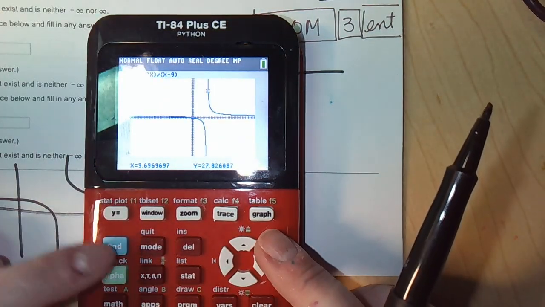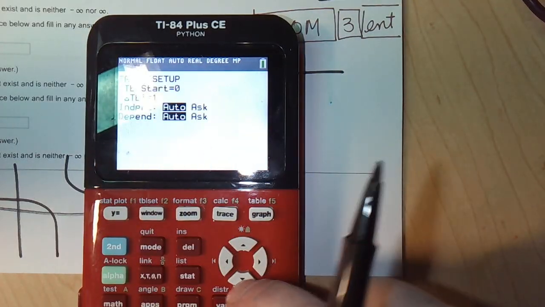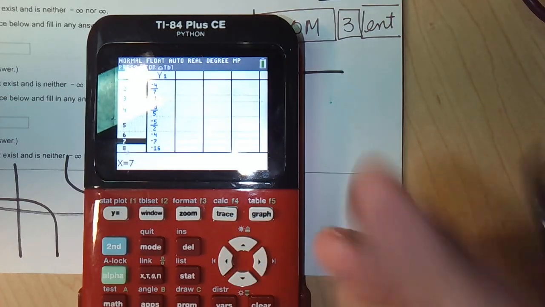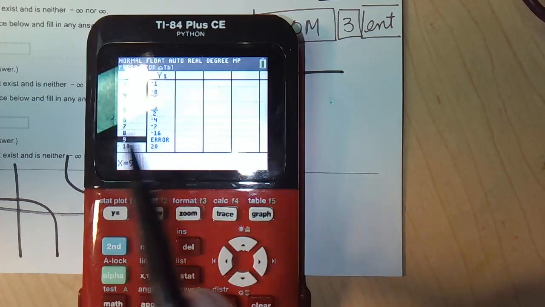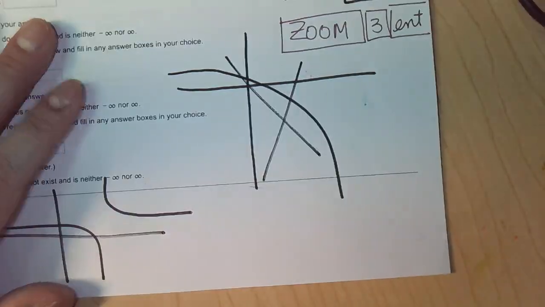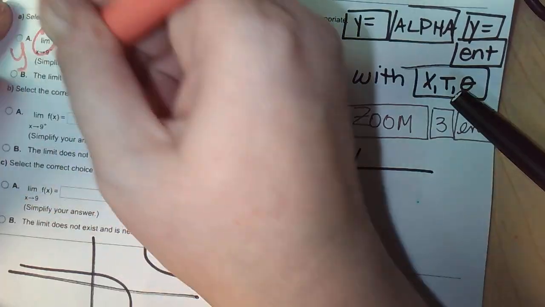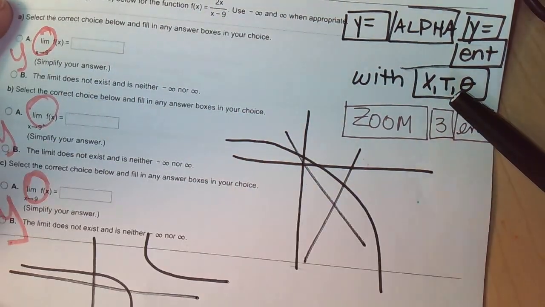Or if we press second graph, oh my gosh, my calculator is so messed up. Well, okay, if we press graph, we see that at 9, there's an error. And that's what this gap is. The point is we need to figure out the limit, which is the y.